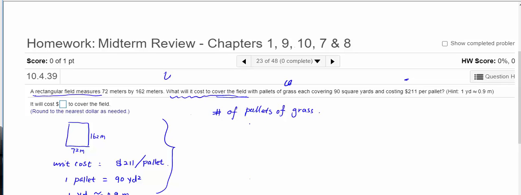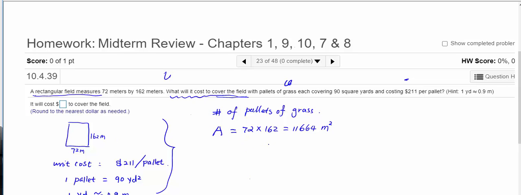So to do this, first of all, we're going to take a look at the area of this rectangular field. So basically how big it is. Since it's a rectangular field, and remember the area of rectangles is length times width, right? So in our case, that becomes 72 times 162, and that number is 11,664 square meters. So the unit here is square meter. That's because the unit they use to measure the length and the width are meters.